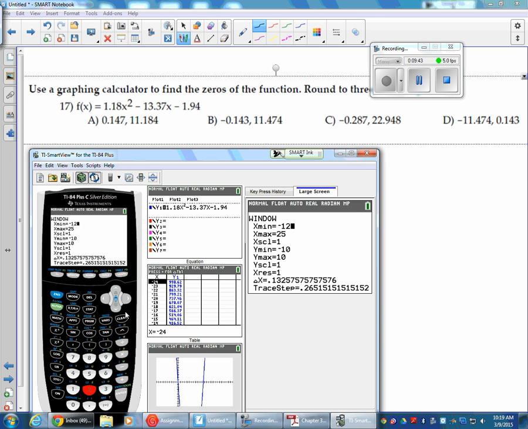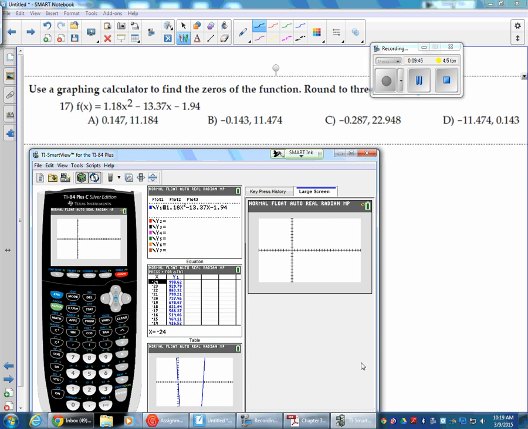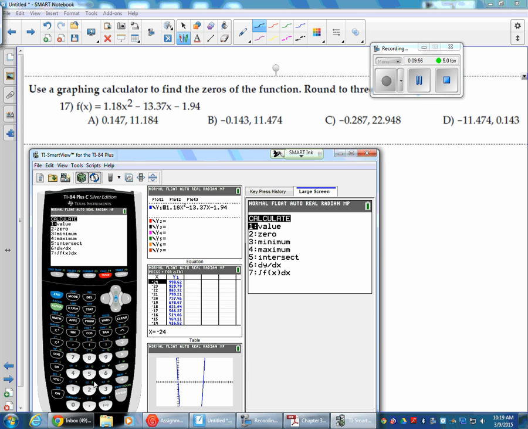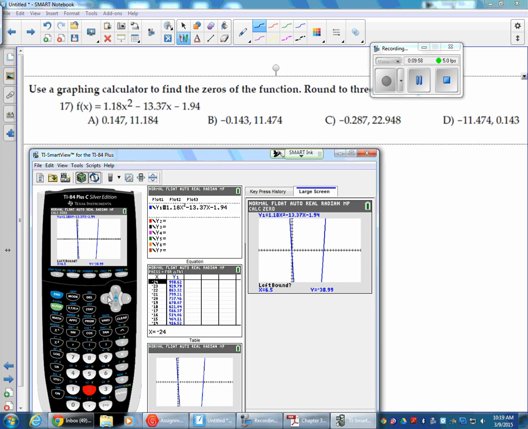So let's take a look at this graph. Alright, now I see the two zeros. So I'm going to find them. I don't see the bottom, but I don't really need the bottom at this point. I just need to find the zeros. Second, trace 2. I need a left bound. So I'm going to go over here to the left of this point. Looks like it's right around 0 to me. So left bound, enter. Right bound, enter.